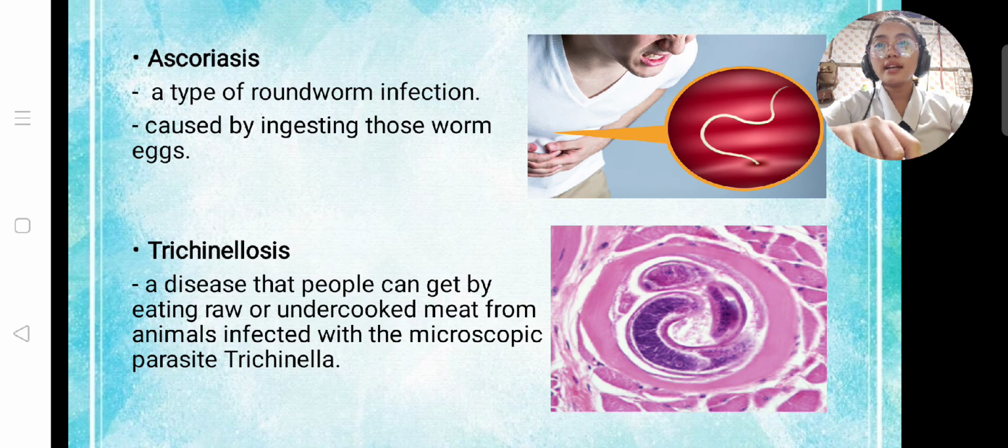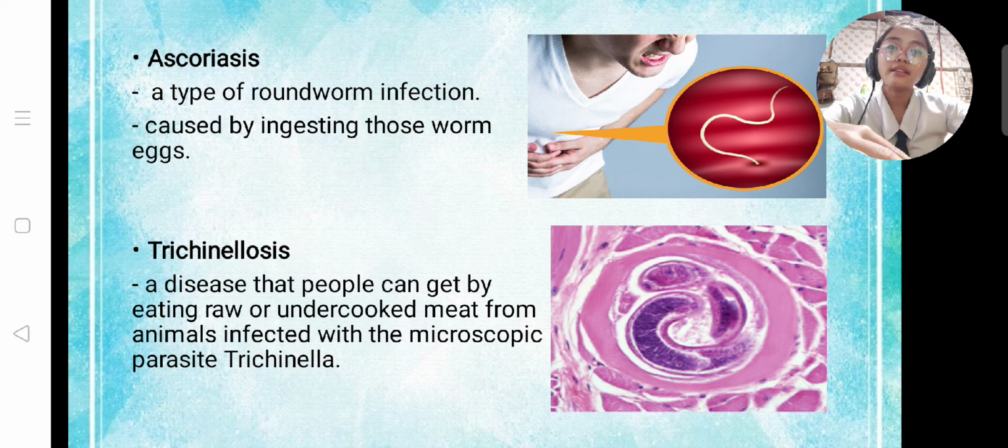Next is ascariasis. Ascariasis is a type of roundworm infection, and it is caused by ingesting worm eggs. It can happen when hands or fingers that have contaminated dirt on them are put in the mouth, or by eating vegetables or fruit that have not been carefully peeled, washed, and cooked.